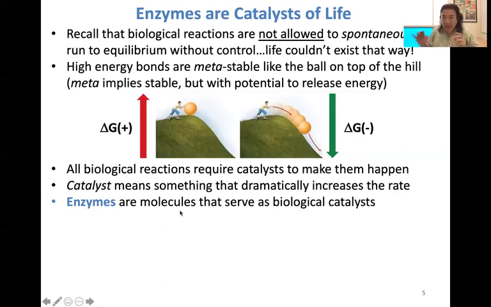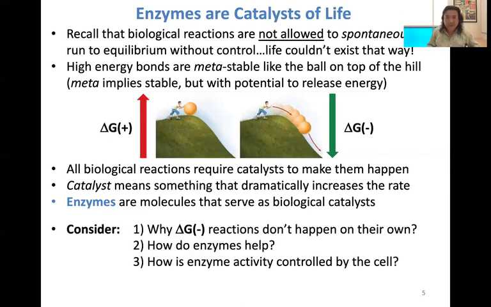Okay. So enzymes then are catalysts that allow this process to happen at a pace that is compatible for our cells to be able to use them. So why do negative delta G reactions not typically happen on their own using the types of molecules that we have in our cells? Because we need these molecules to be metastable. We cannot have things like our DNA or our proteins or our lipids just spontaneously falling apart all the time. They need to stay together.